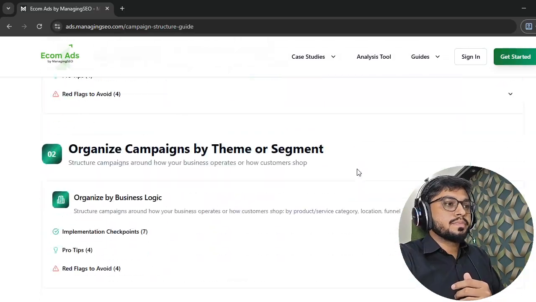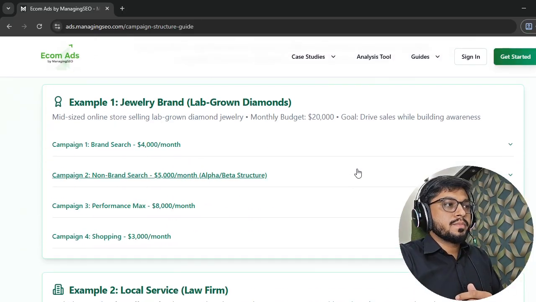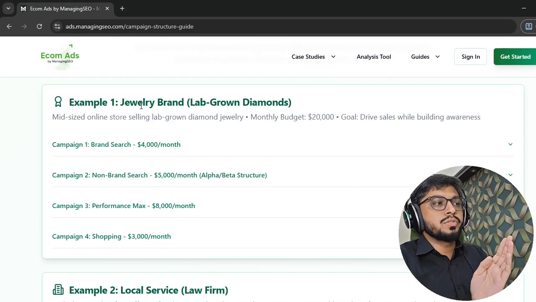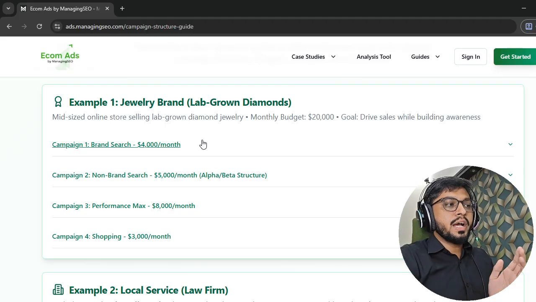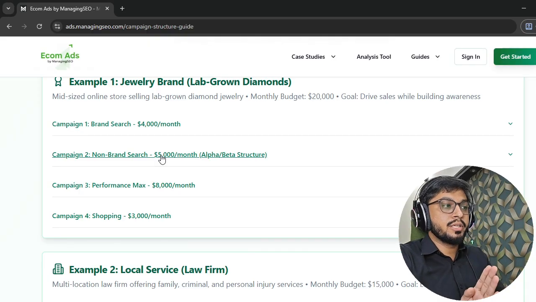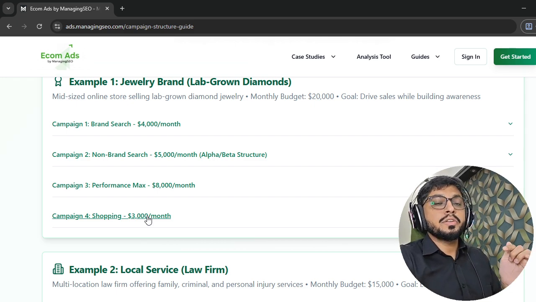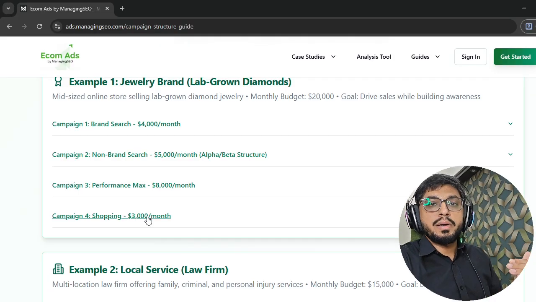Let's say at the end we have these examples. Here, example one from a jewelry brand. Here we have a campaign for branded search, then a campaign for non-branded search, then a Performance Max, and then a shopping campaign. There's another set of campaigns that we usually include. It's actually the test campaigns, a copy of all of these campaigns.